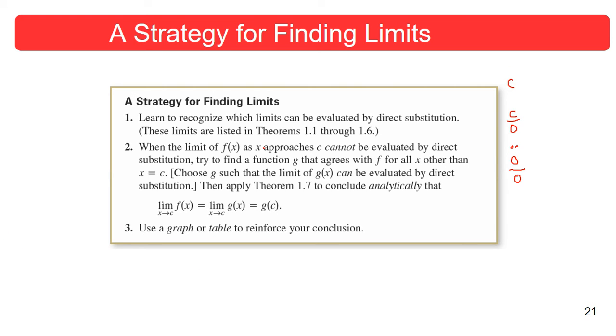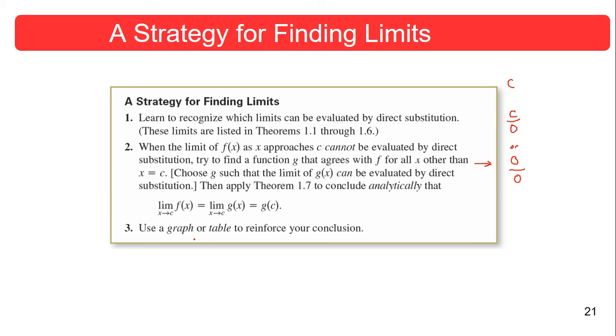When the limit of f of x as x approaches c cannot be evaluated by direct substitution, we've got to find a function that agrees for all but that point, right? Which is this. We're going to simplify. Or at the very end of the unit, we're going to learn how to rationalize. Or we can just use a graph or a table. Look at a picture. Try to figure it out.